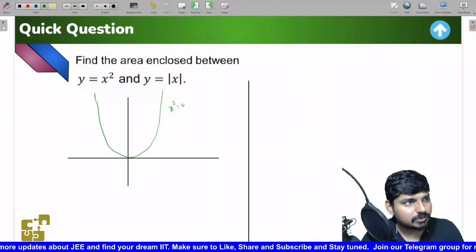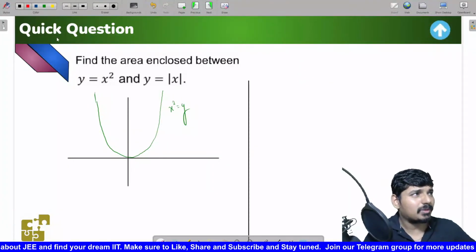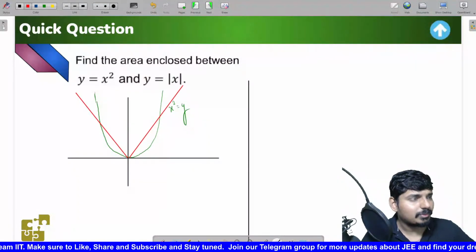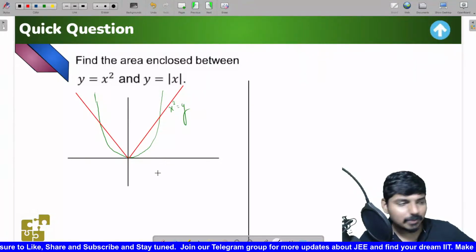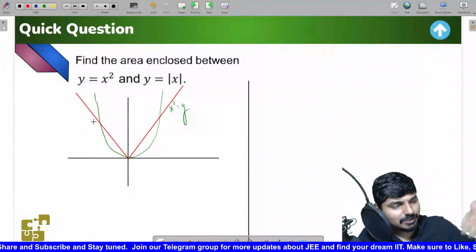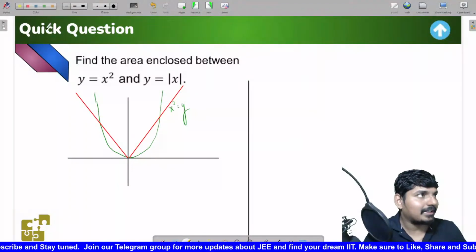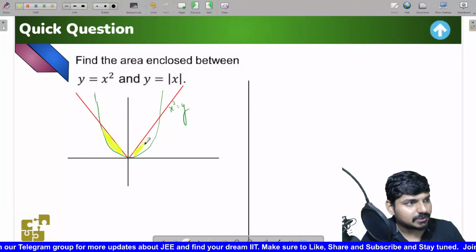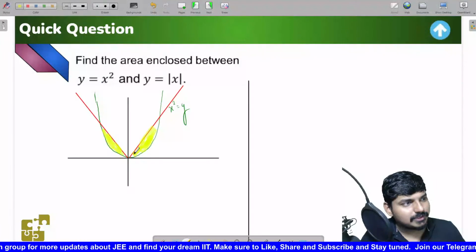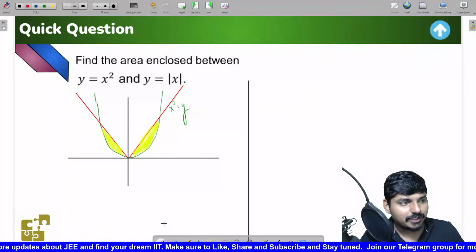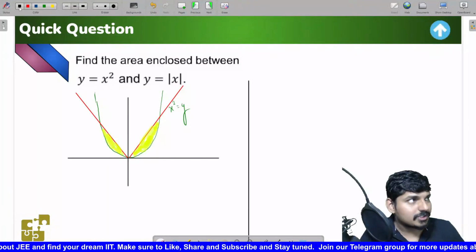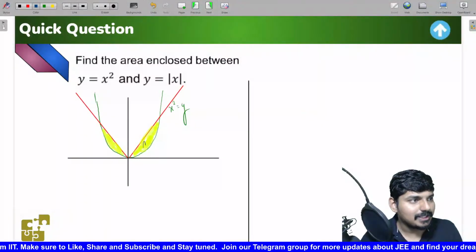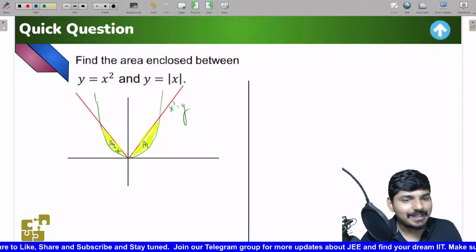Let me draw the graph of y is equal to mod x. The graph of y is equal to mod x will look something like this. Now everyone, you see the area enclosed between them. I can say this is the area that is enclosed between the line and the parabola. We need to find out this area. What you can do in this question to figure out this area is very, very simple. Let us say this is going to be A1 and this is going to be A2.